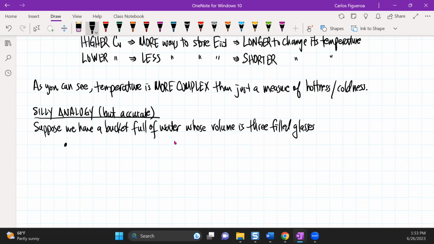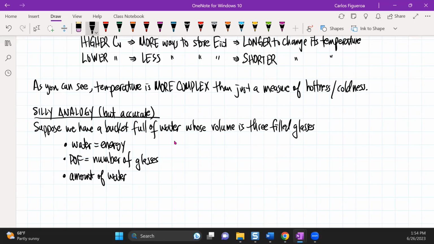So what I'll say here is one analogy is that I'm going to say that the water is the energy, the amount of water in a glass. So then the degrees of freedom I'm going to define by the number of glasses. And then finally, the amount of water in a glass now equals the temperature, which is connected to the heat capacity.